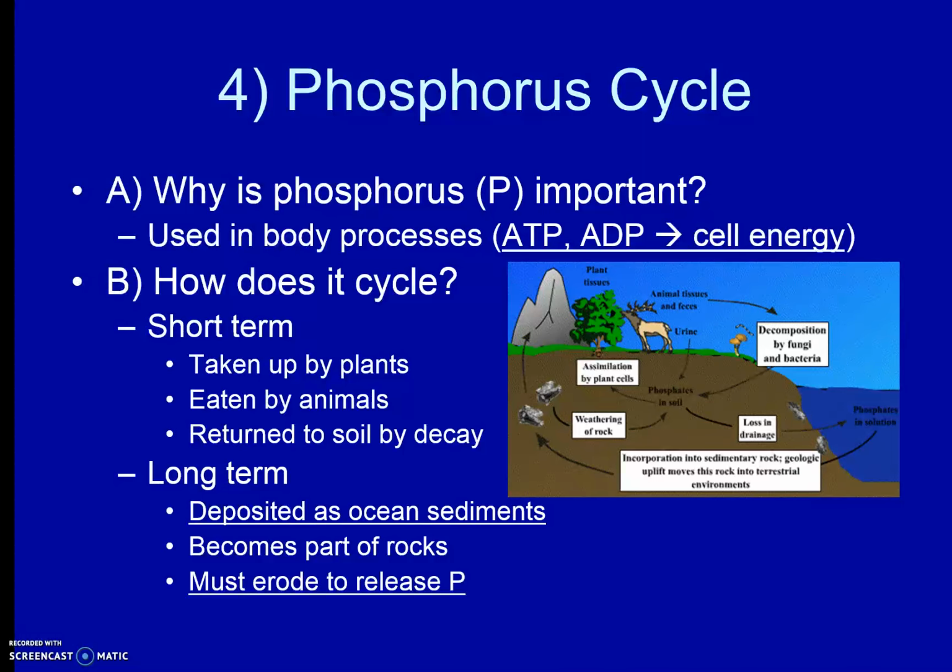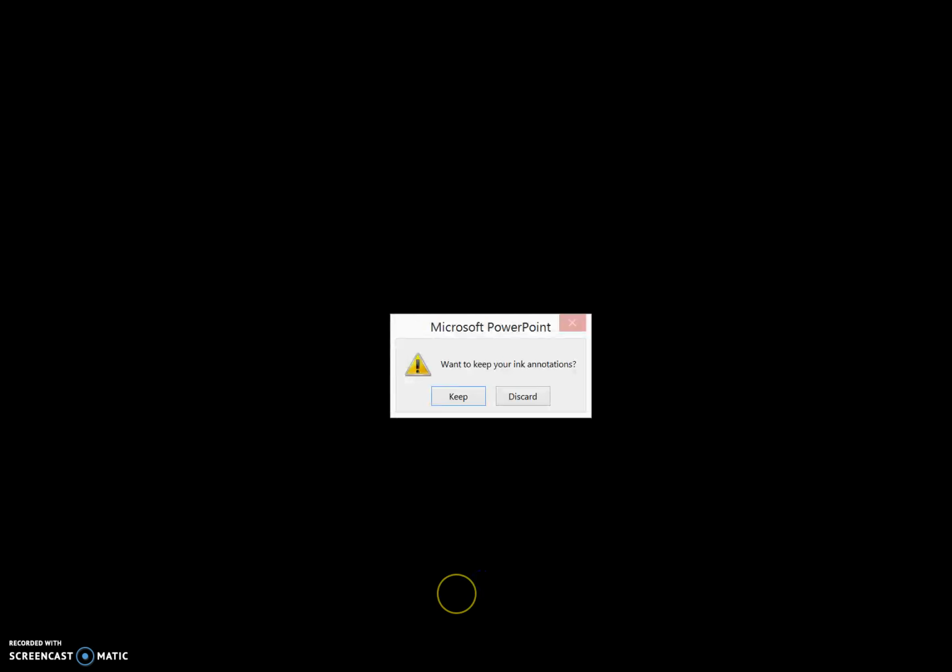When that phosphorus, and P is the symbol for phosphorus. Oh my word. I don't know what happened. Anyway, P is the symbol for phosphorus, and that was the end of our slideshow anyway.